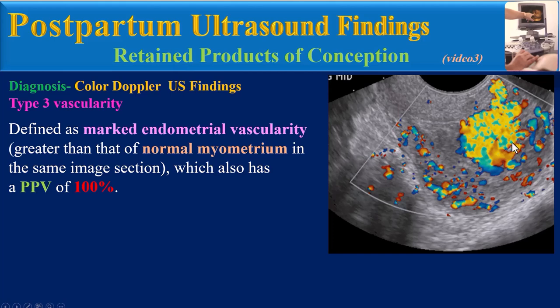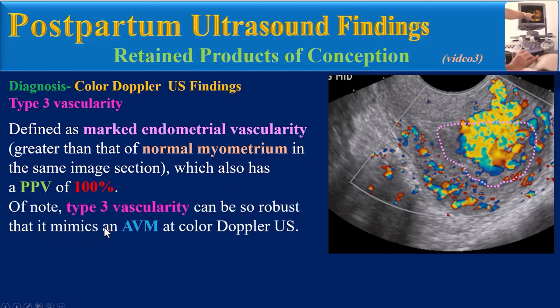This image is related to RPOC with type 3 vascularity in a 22-year-old woman with a 1-week history of vaginal bleeding who had had a miscarriage 2 months earlier. This longitudinal endovaginal color Doppler ultrasound image shows a thickened EEC with marked vascularity involving both the endometrium and myometrium.